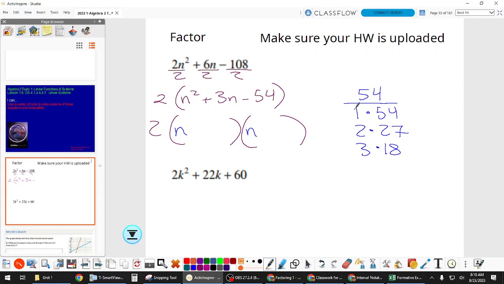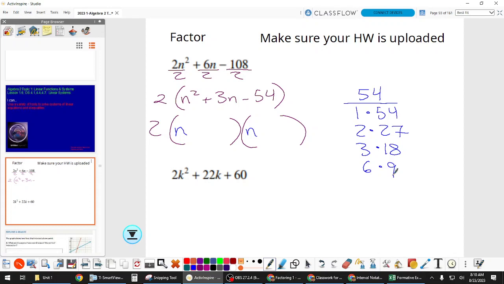Like 4, there's not one, so I'm going to skip 4. 5, there's not one, so I'm going to skip 5. How about 6? 6 and 9, right? So we skip 4 and 5, but the next one we can do is 6. 7, no. 8, no. 9. Now we're back to 6, and we're past there, right?